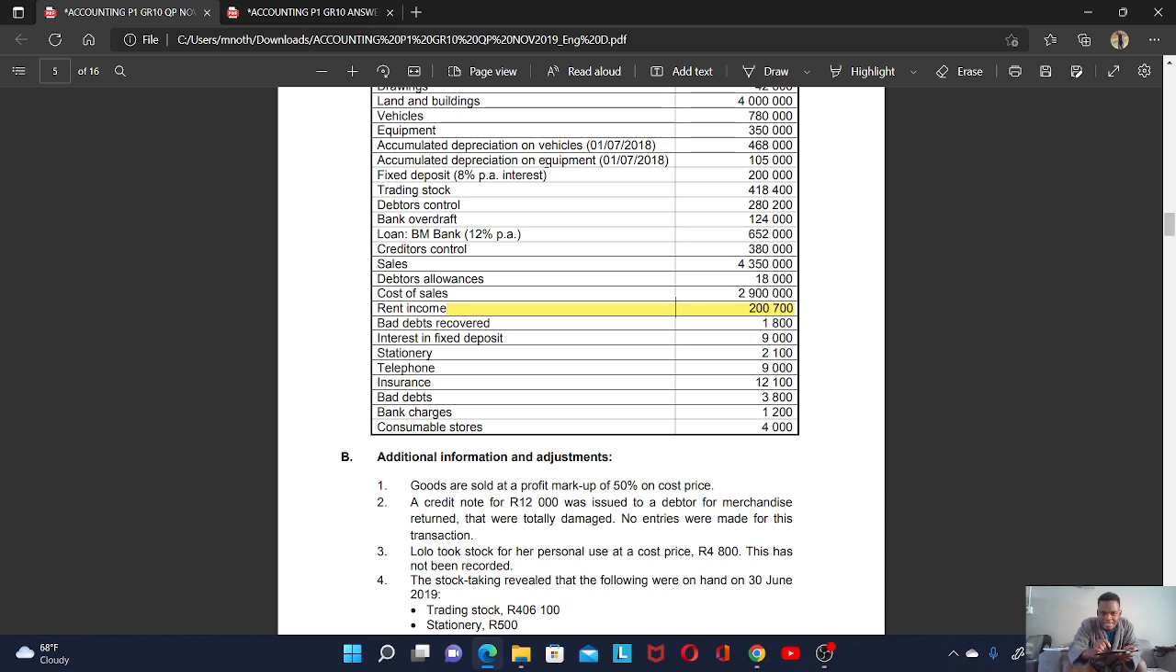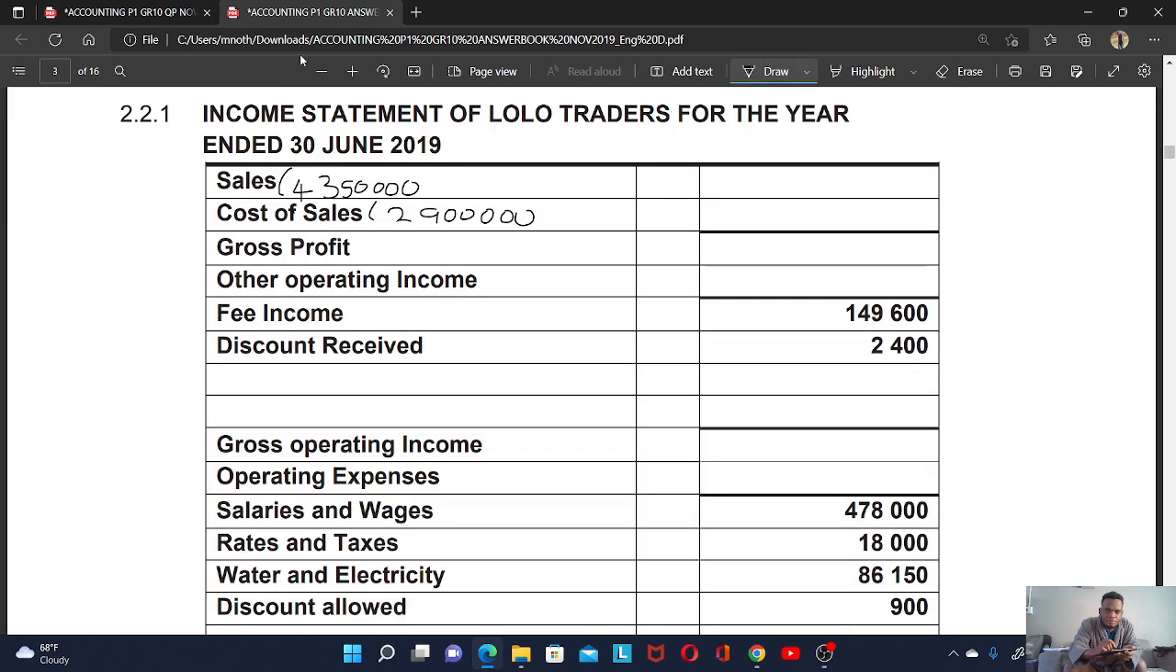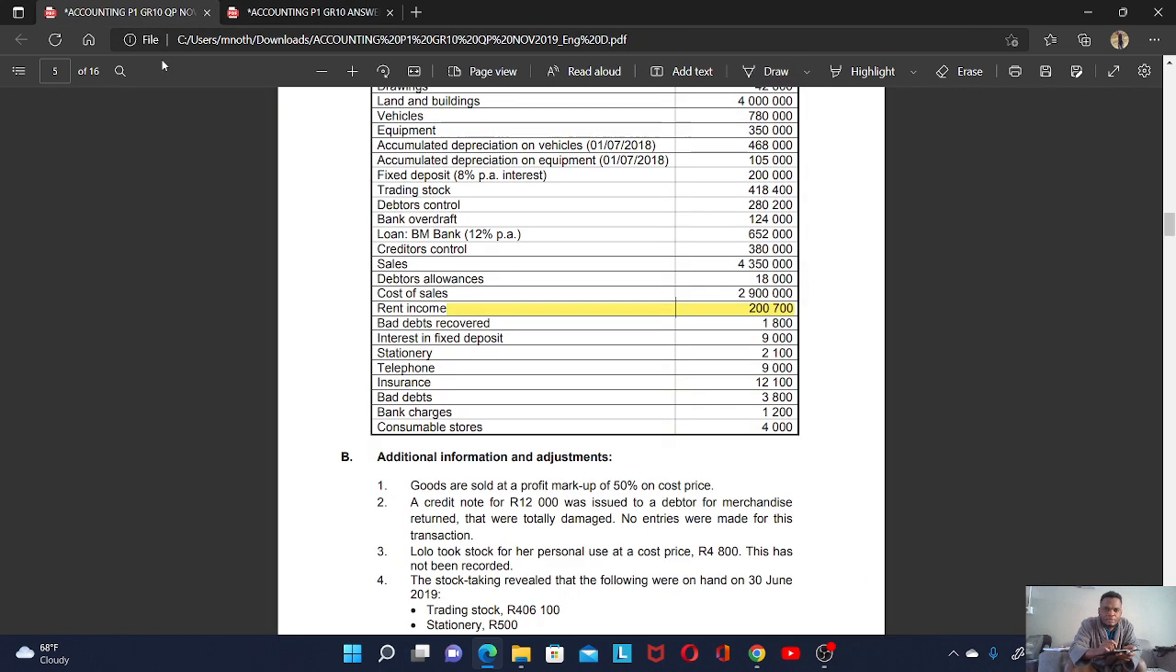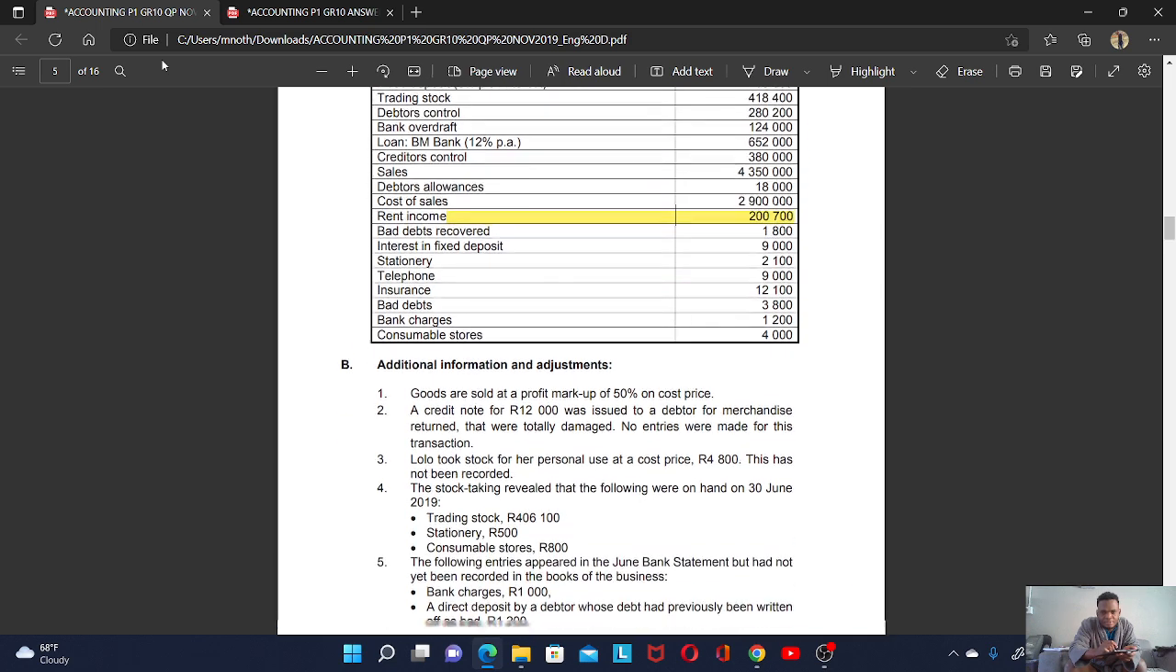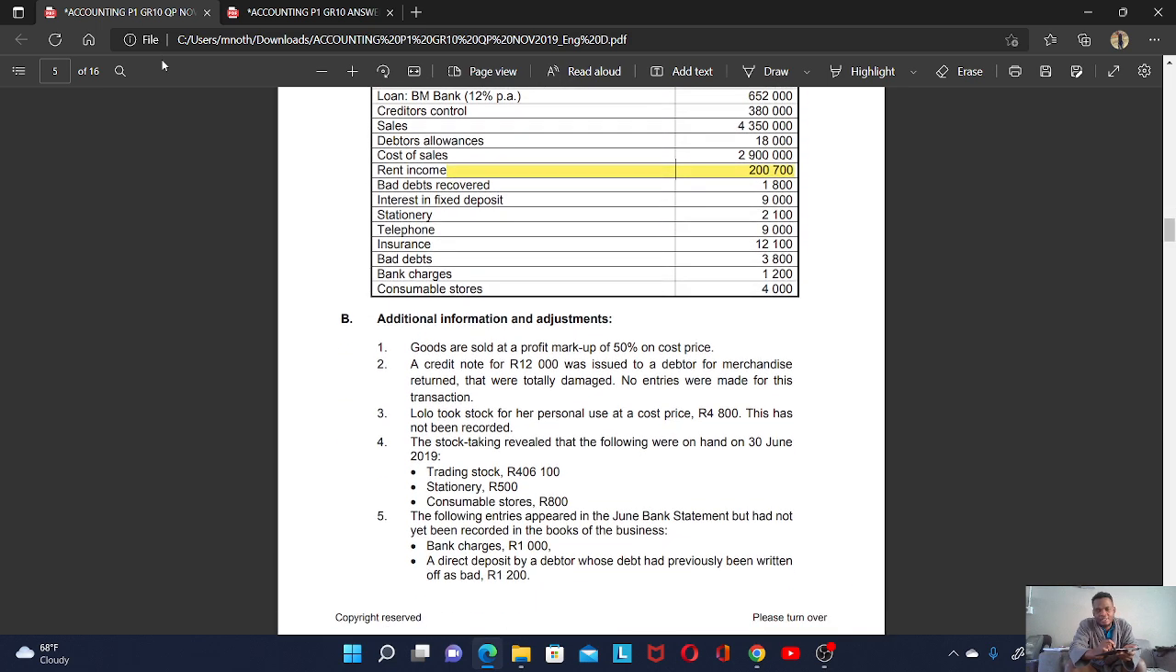And then the debtors allowances. You know that your debtors allowances decrease your sales. So let's go, 18,000.